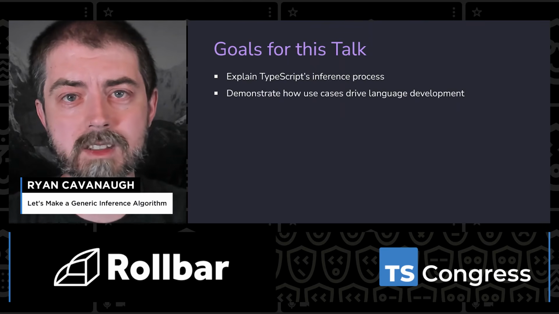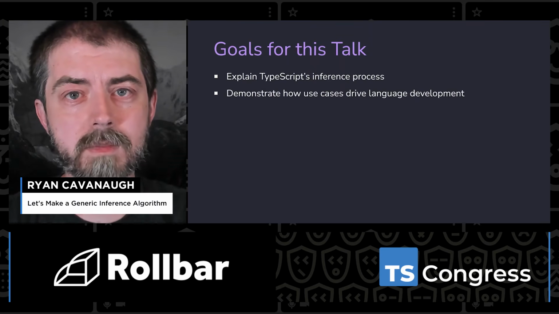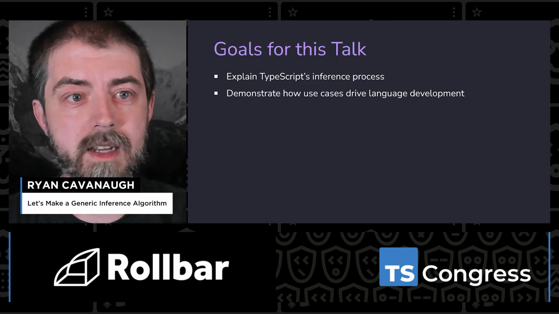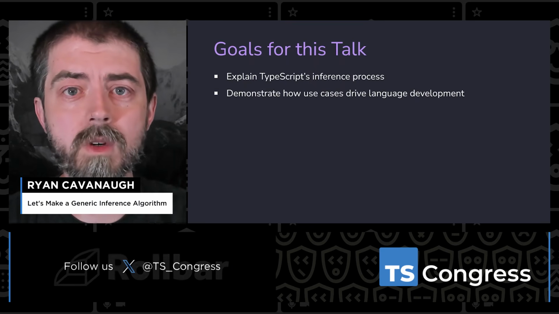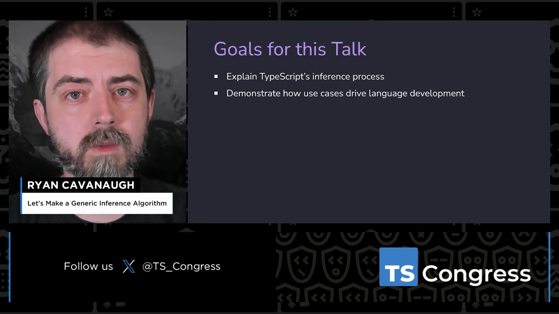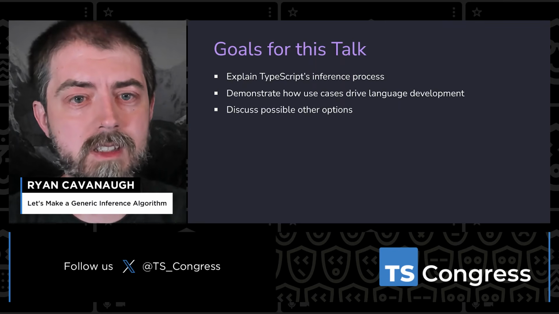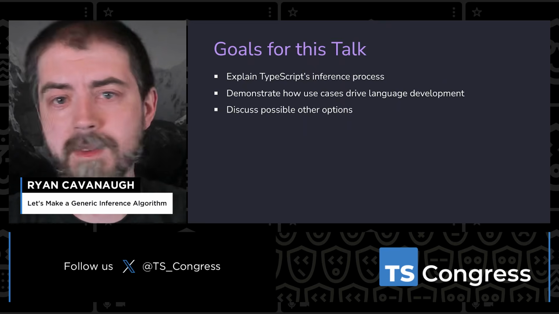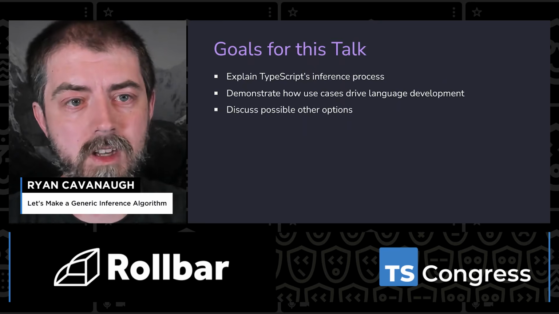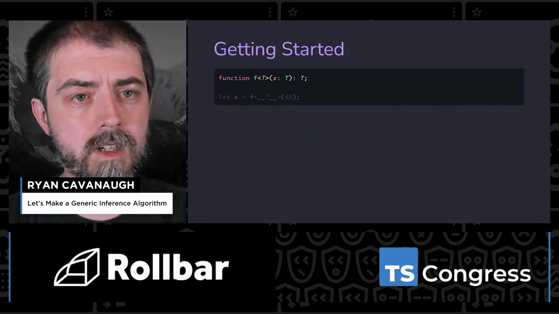This is going to be an example-driven talk because our language is driven by motivating examples that really show why things work the way they do. And we're going to discuss possible other options of how things might work and discuss some of the trade-offs that you take as you make different decisions along the way. So let's start with an example.